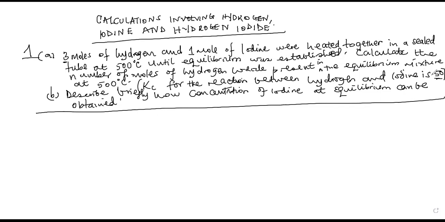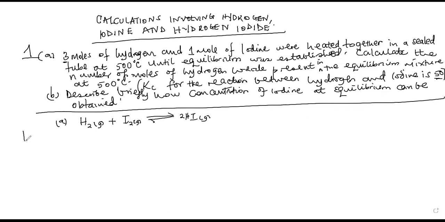Okay, so now for part A, we need to first write the equation. So the equation for the reaction will be hydrogen, which is a gas, reacting with the iodine, which is also a gas. They establish equilibrium forming hydrogen iodide, which is also a gas.